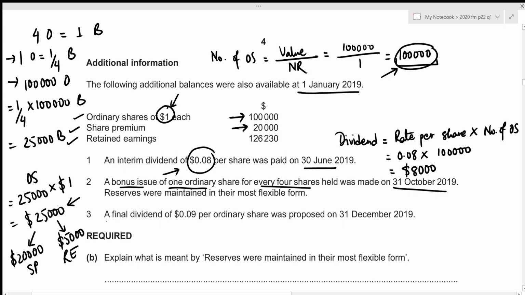Alright, then for the third one, we're told that a final dividend of 0.09 per ordinary share was proposed on 31st December 2019. Remember, the key word here is proposed. So we have not yet paid this amount, which means that this does not affect our financial statements at all. We can just ignore this. Let's move towards the second part.